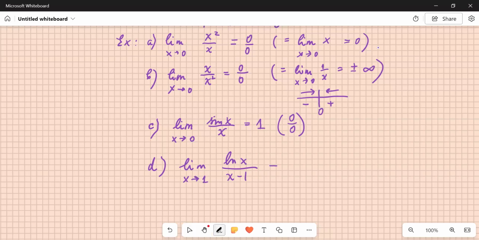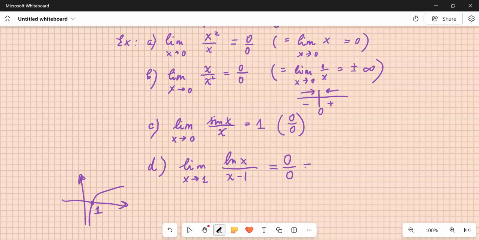First, let's check, is it an indeterminate form? Remember how ln looks. Let me remind you, that's a graph of ln, which goes through the point 1, because you raise any base to the power of 0 and you get 1. So when x approaches 1, ln is equal to 0. 1 minus 1 is also going to be equal to 0. So we do have indeterminate form 0 over 0.